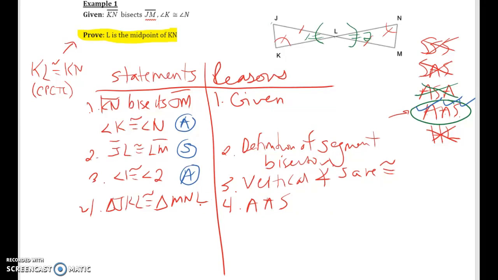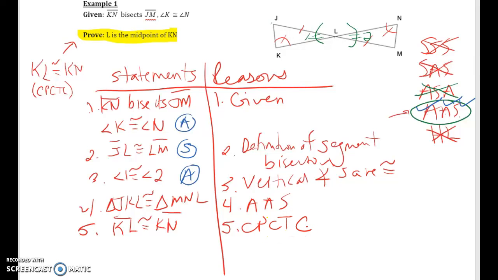And now that I've proven the two triangles congruent, I am permitted to talk about any other parts of those triangles. And in particular, I want to say that KL is congruent to LN. And that is by CPCTC. Corresponding parts of congruent triangles are congruent.